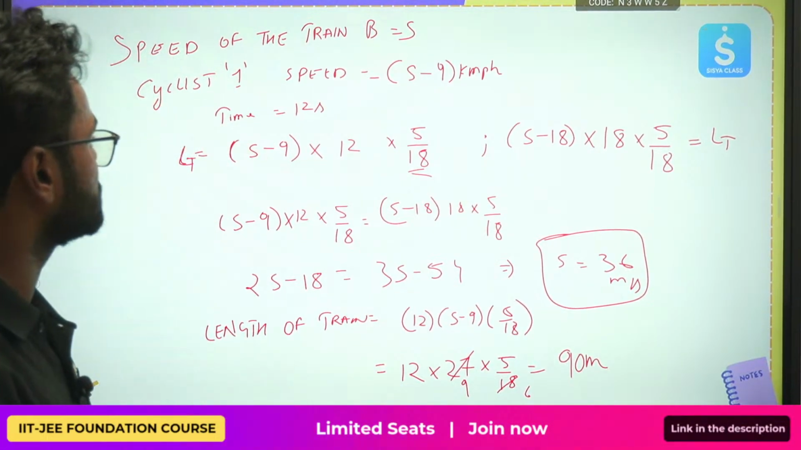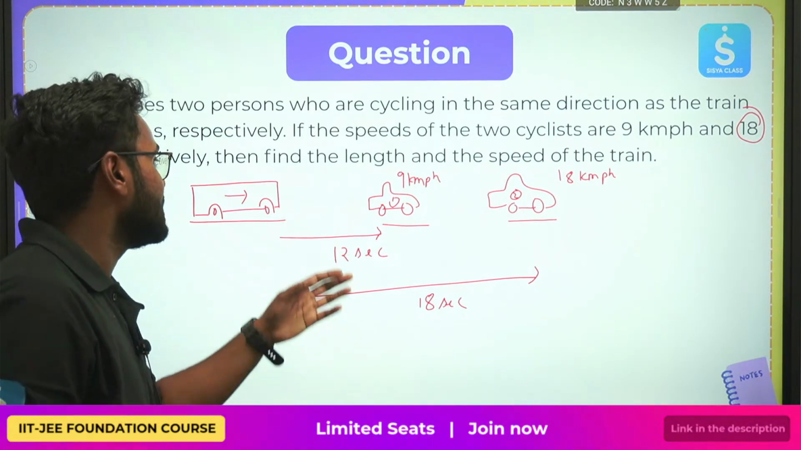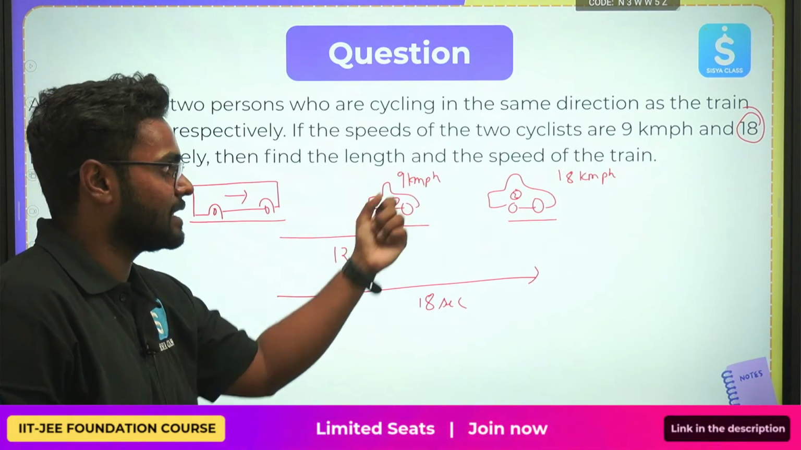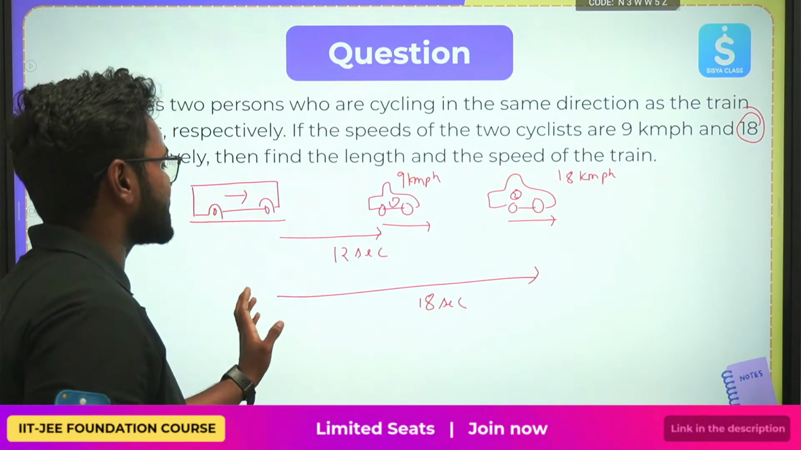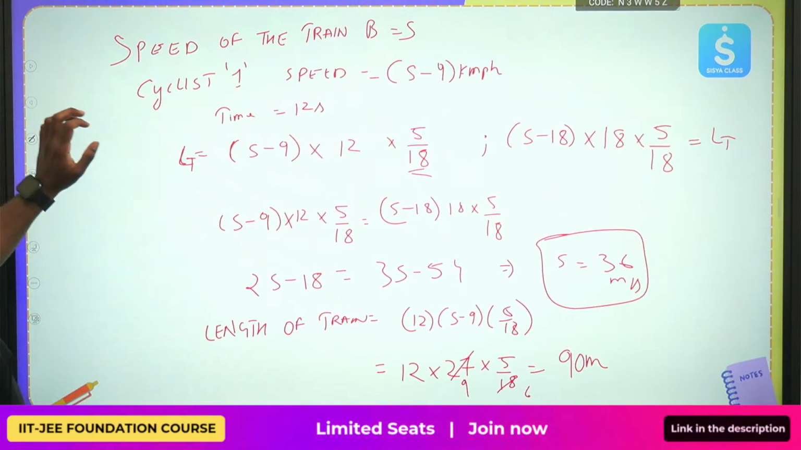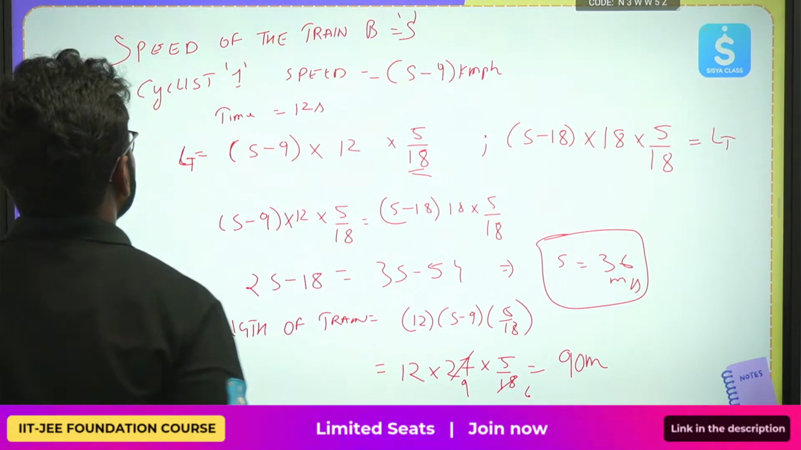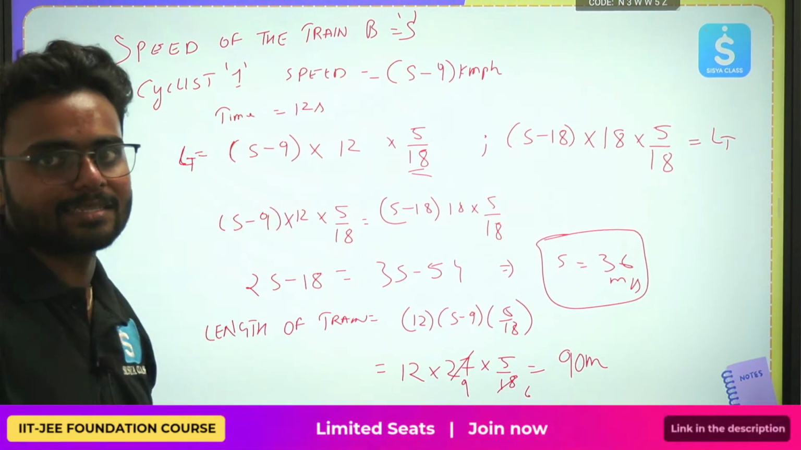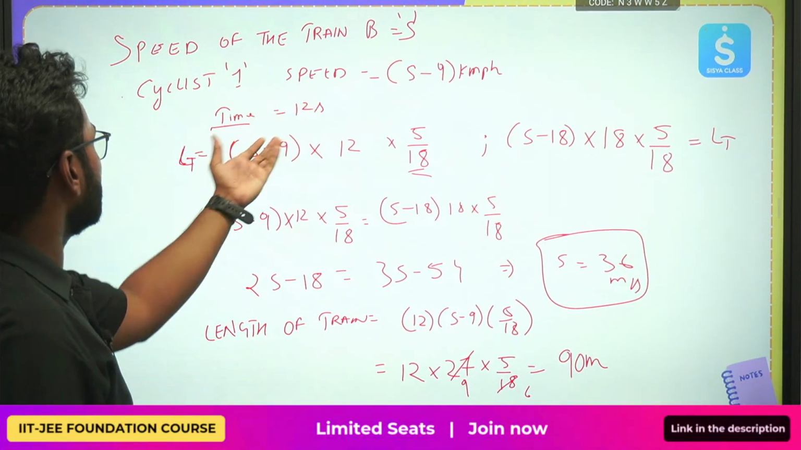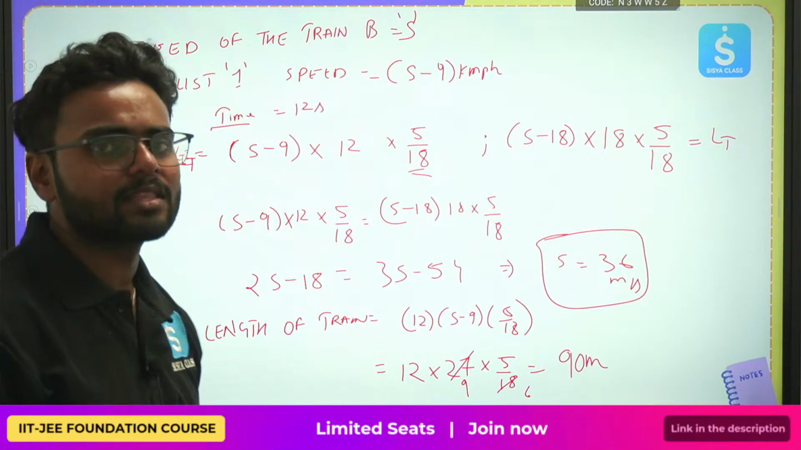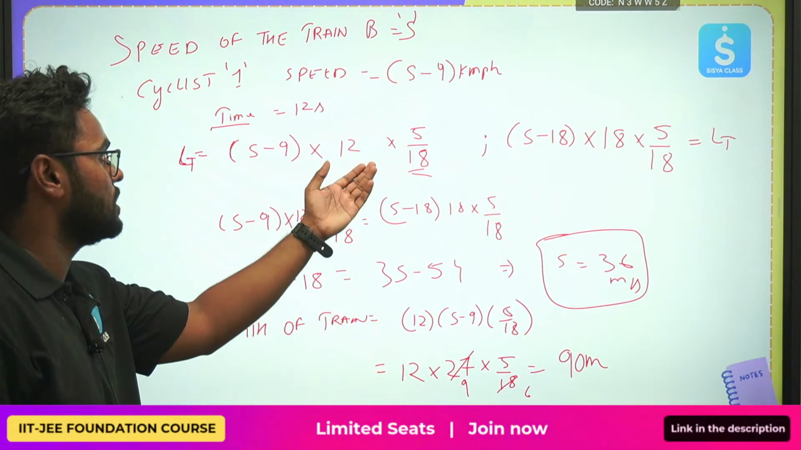So this is how we have solved this. We first took this diagram where the train is crossing the first cyclist in 12 seconds. This cyclist is moving at 9 km per hour, and the second cyclist is moving at 18 km per hour; the train is covering him in 18 seconds. So we have constructed the first equation using the first cyclist. The speed of the train we consider as s. Then the first cyclist's speed would be s minus 9, right? The time taken is 12, so we construct the length of the train. The train needs to cover the cyclist, and the cyclist has no length of his own. So this is the equation, s minus 9 into 12 into 5 by 18.